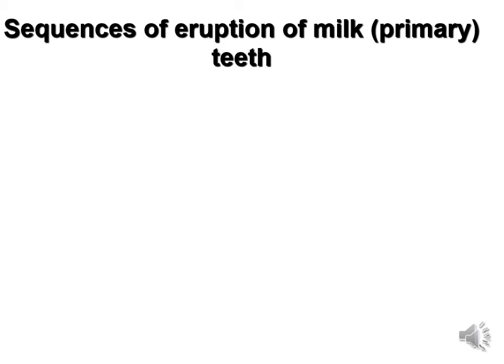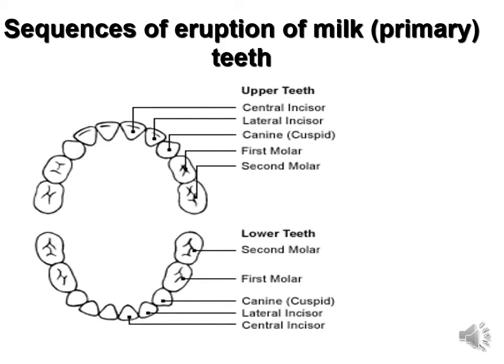Let's start with the sequence of teeth eruption. We have two types of teeth. The teeth that appear first in life are called milk or primary teeth. Then they fall and other teeth replace them. The following teeth are called secondary or permanent teeth.